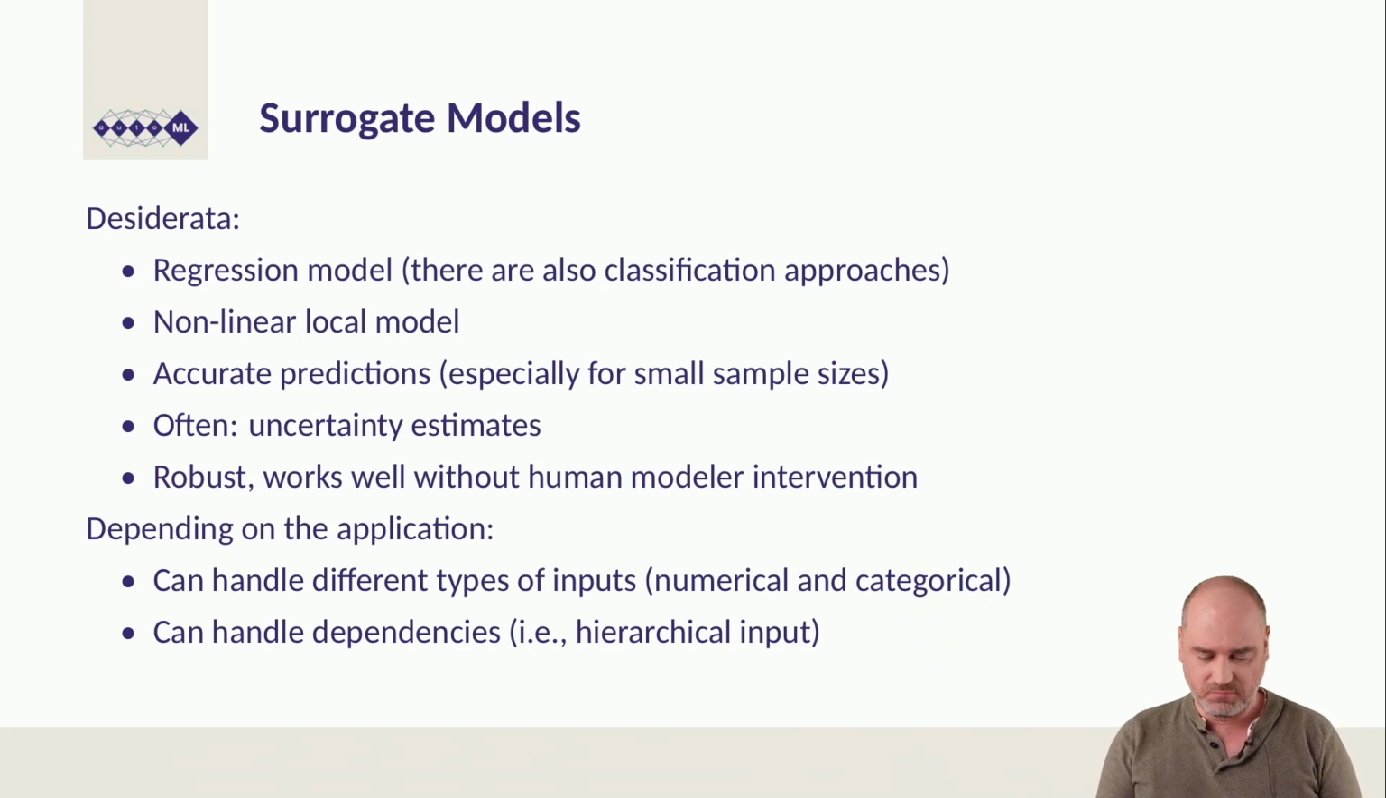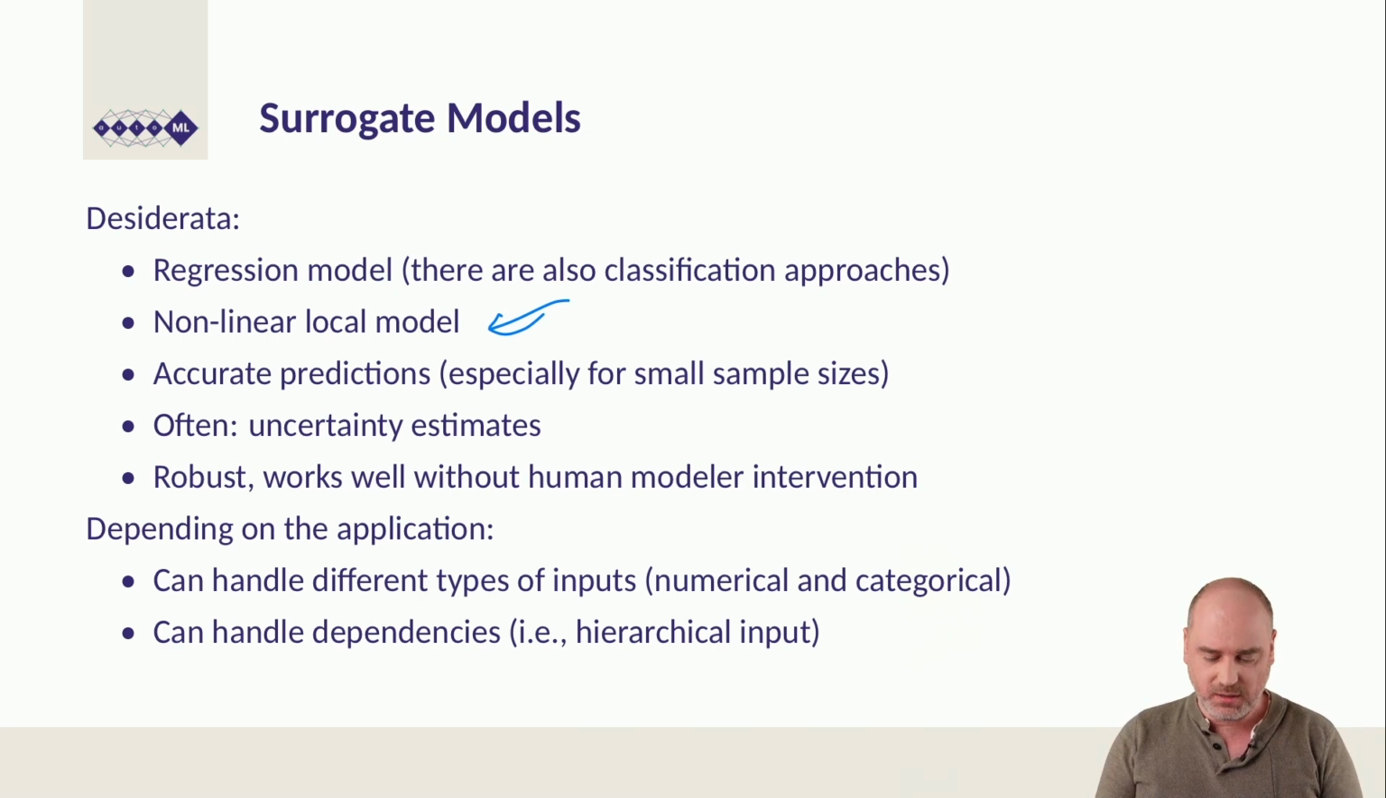Usually this is supposed to be a nonlinear and a local model, so a model that can really model local structures, because we are assuming that our underlying cost function represented by our computer experiment is not going to be too simple. So usually using something like a linear model is not going to be too appropriate. It should hopefully form accurate predictions, especially for small sample sizes, because we will not see too many design points over the course of optimizing our expensive black box.